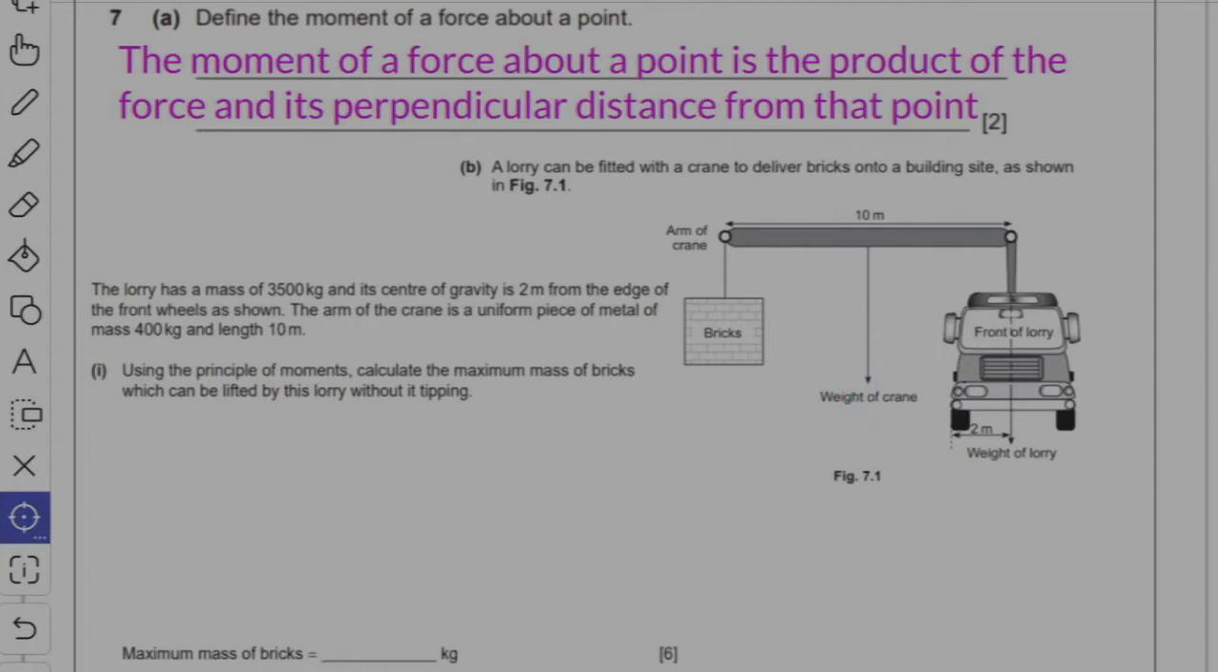Using the principle of moments, calculate the maximum mass of bricks which can be lifted by this lorry without it tipping. So that will be a downward force acting here. Again, we know that this is 10, and we should add that this is 5. We should also identify that if the lorry is going to tip, this point here will become the pivot. So we have to identify that as the pivot.